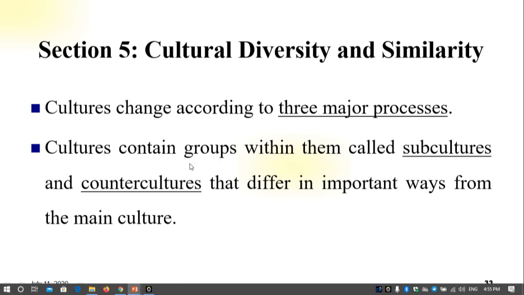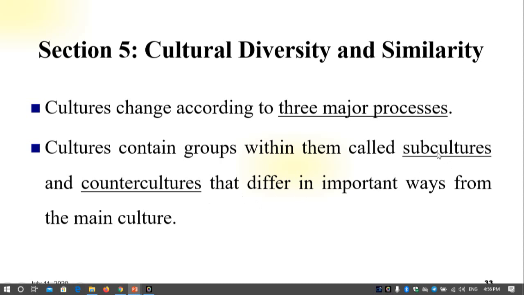Culture contains groups within it called subculture and counterculture. It means the group of culture contains two kinds, subculture and counterculture, and one more, cultural universal, but I will present that in the next slide. In this slide, I will present only the subculture and counterculture.